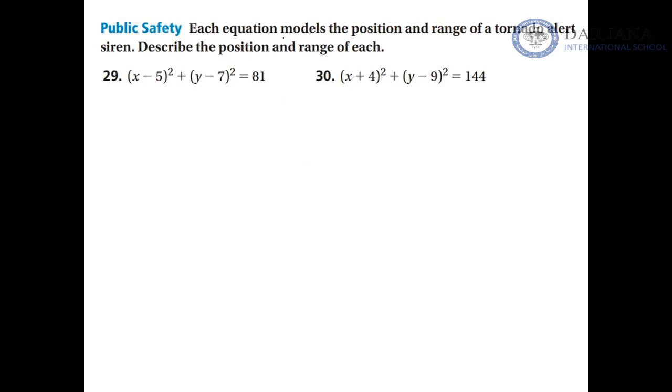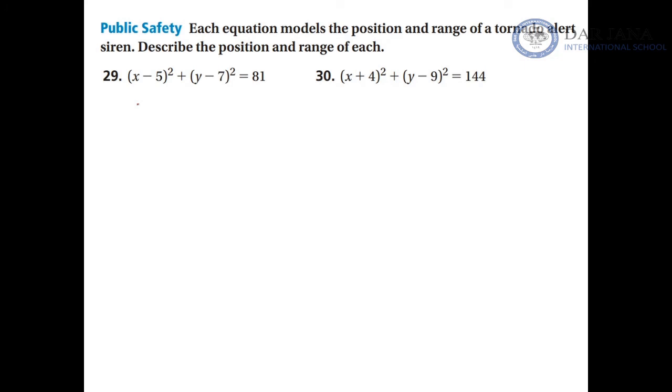Now each equation models the position and range of a tornado alert siren. Describe the position and range of each. Now in number 29 we have a tornado alert siren. If you live in a place where tornadoes happen, there are always sirens that alert people that there is a tornado or a hurricane coming, and it helps a lot in saving lives by giving them a head start to go and find shelter.